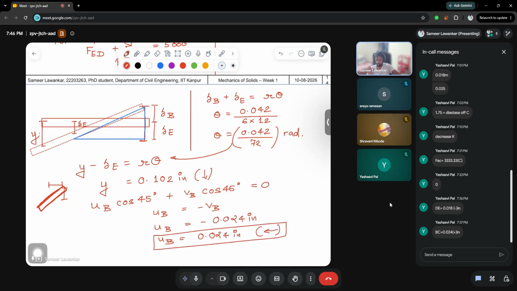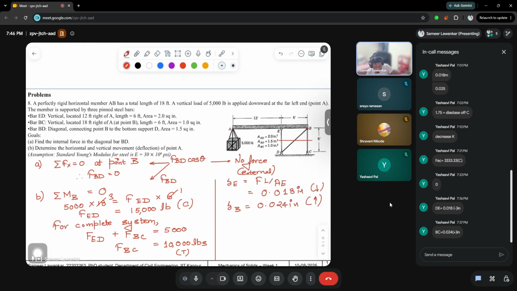Sometimes we need to use geometric compatibility for some points, sometimes equilibrium equations, sometimes FL upon AE, and sometimes logic. So you need to be very particular regarding which concept to use when. That is one of the typical examples. So the final question is complete.